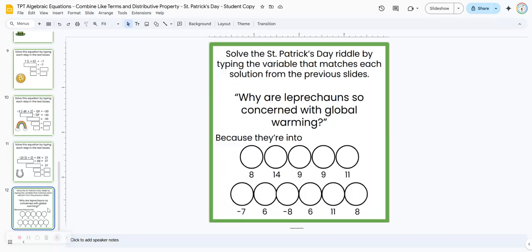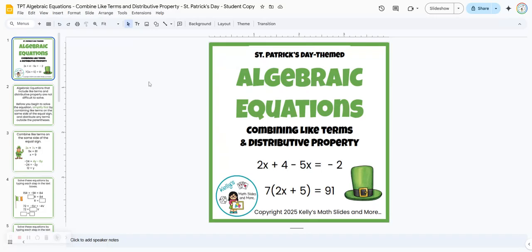Now when we get down to slide 12, there's a St. Patrick's Day riddle. And they're going to solve it by going back through the previous slides and finding these solutions. When they find them, they're going to type in the variable, whatever that letter was that equaled 8 or 11. And if they've done it correctly, they will solve the St. Patrick's Day riddle. So that is the St. Patrick's Day version of algebraic equations, combining like terms, and the distributive property.